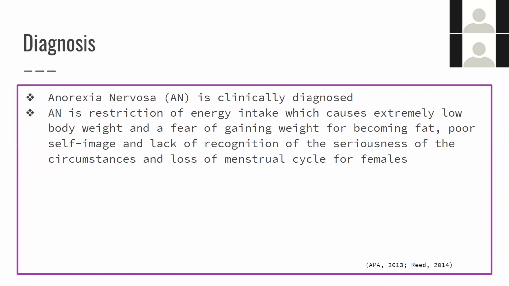Anorexia nervosa is clinically diagnosed, and it is considered the restriction of energy intake, which causes extremely low body weight, a fear of gaining weight because one would become fat, a poor self-image, and a lack of recognition of how serious starvation of the body really is. And for females, they lose their menstrual cycle.